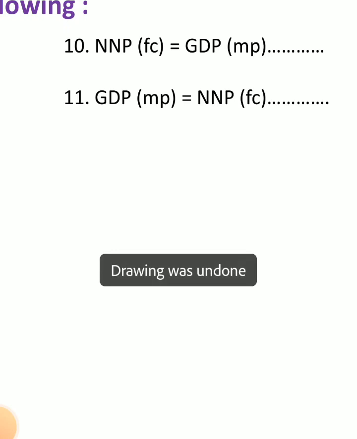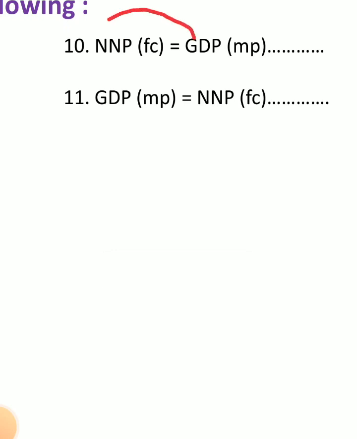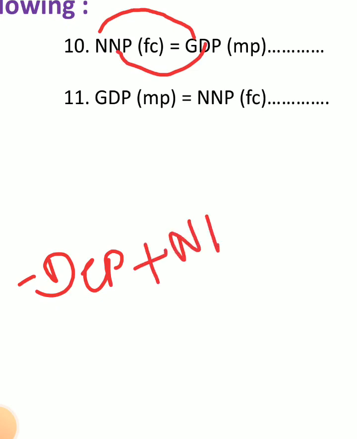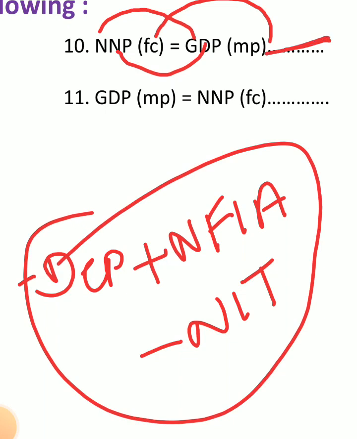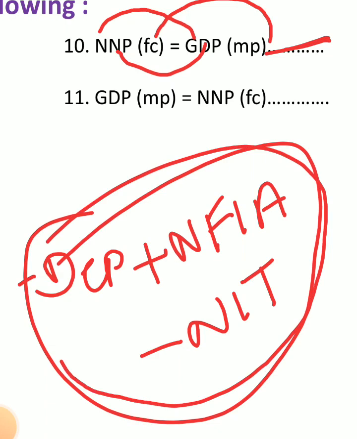So what we will do first, from gross to net, we have to subtract the depreciation, then domestic to national. How do we convert domestic into national? We add NFIA, so plus NFIA. Then we have to change MP into FC, market price into factor cost. What we will do is minus NIT. So this whole expression will be written here. This is how we can change the variables or the aggregates of national income.